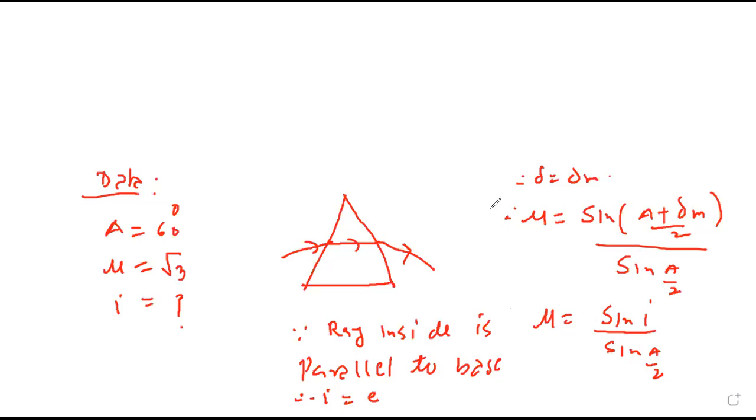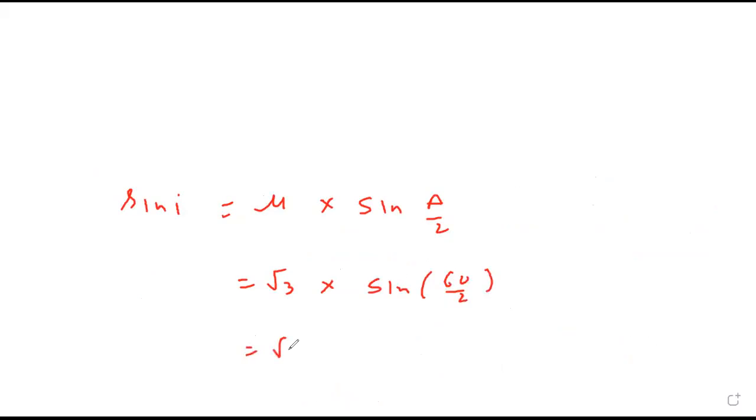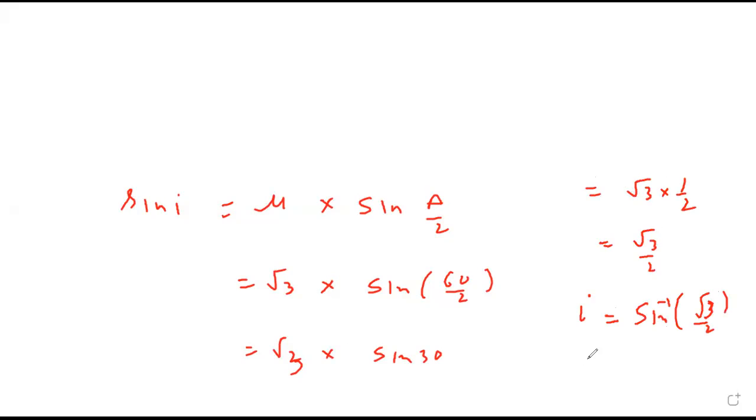Can I clear this now? Yes, sir. So we get sine I equals mu into sine A by 2. This is root 3 into sine 60 by 2, that is root 3 into sine 30, that is root 3 into half, root 3 by 2. So I equals sine inverse of root 3 by 2. Which angle's sine is root 3 by 2? 60 degrees. So I is 60 degrees. The key point here: the ray is parallel, then remember it is the angle of minimum deviation.